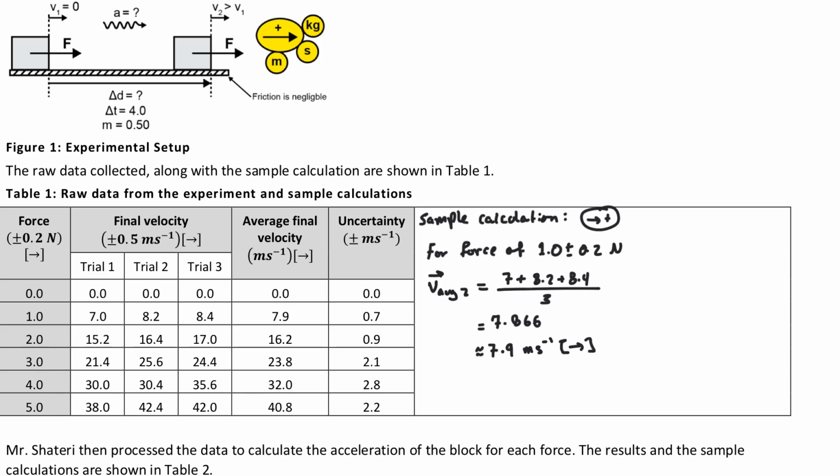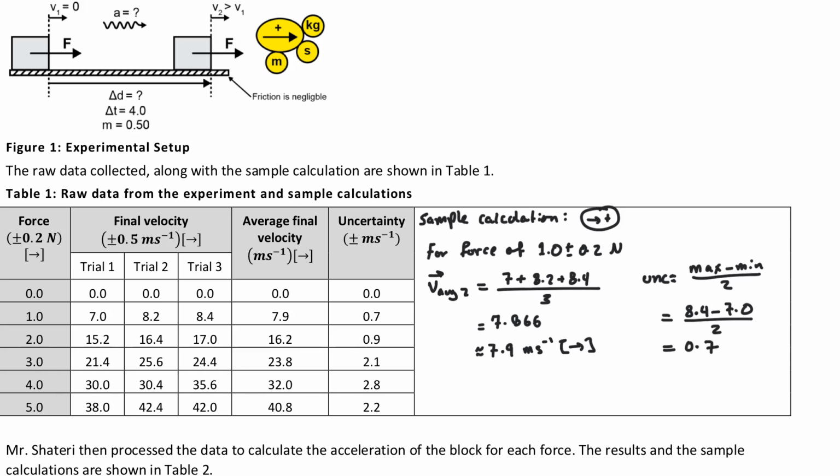I also have to show how my uncertainty was calculated. So my uncertainty was calculated using max minus min divided by 2, and you may use another formula or another way of calculating this. But my max number here was 8.4. My lowest number was 7.0, and I'm dividing that by 2. And when I do that, I will get exactly 0.7.